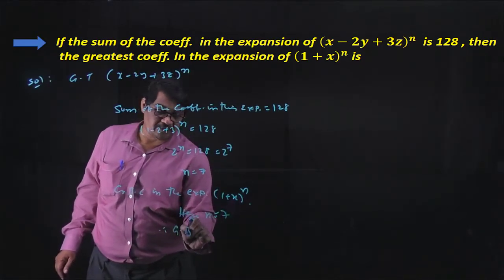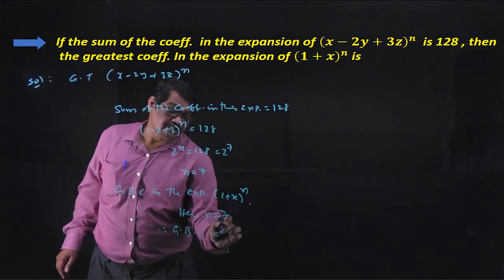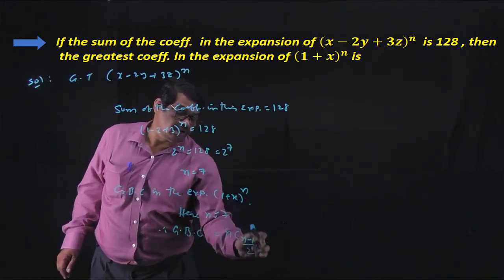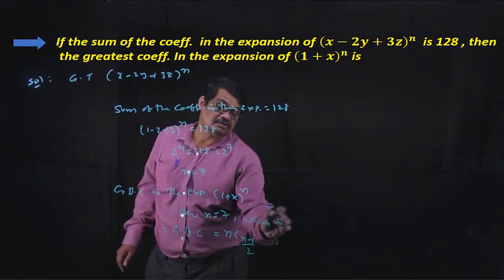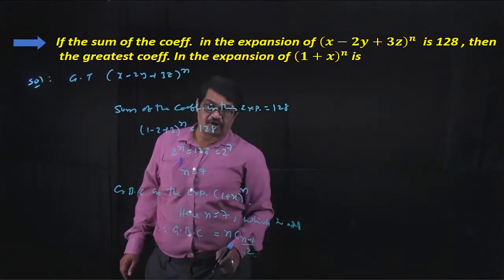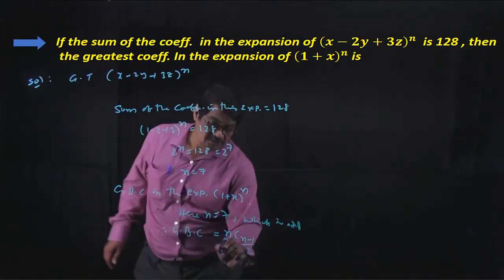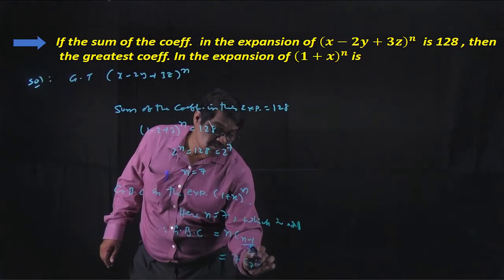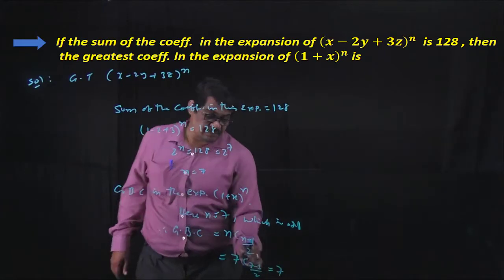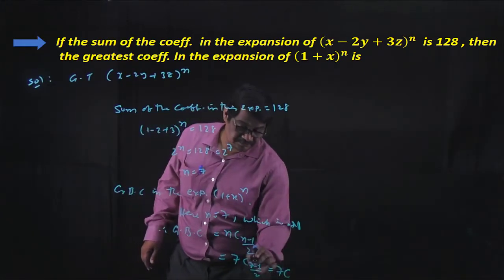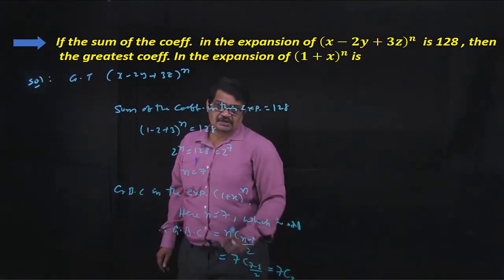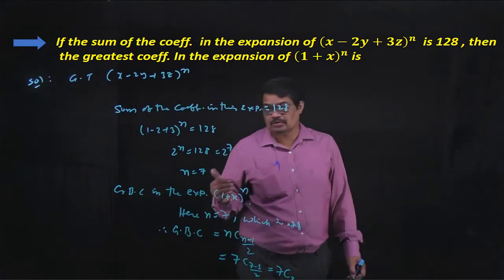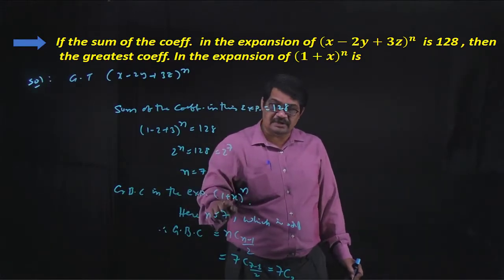Therefore, the greatest binomial coefficient is nC((n - 1)/2). Here n is odd, so the formula is nC((n - 1)/2). So that is 7C((7 - 1)/2), that is 7C(6/2), that is 7C3. 7C3 is the greatest binomial coefficient in that expansion of (1 + x)^n.